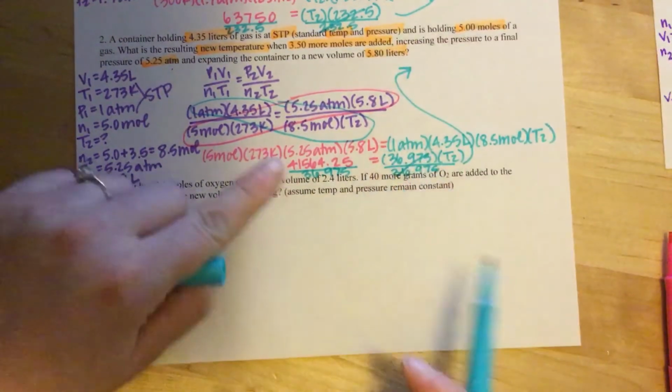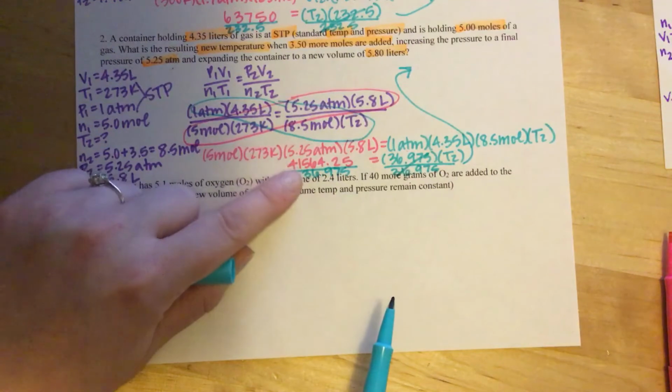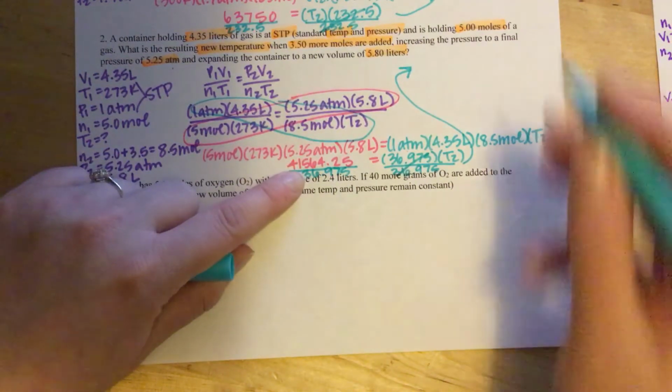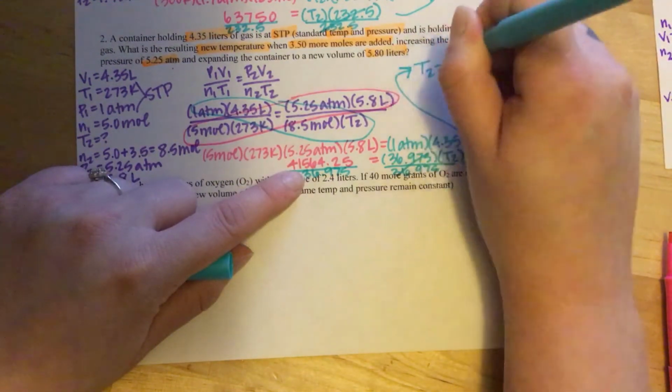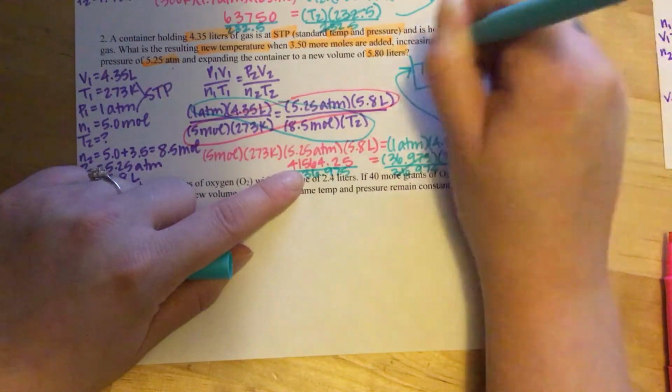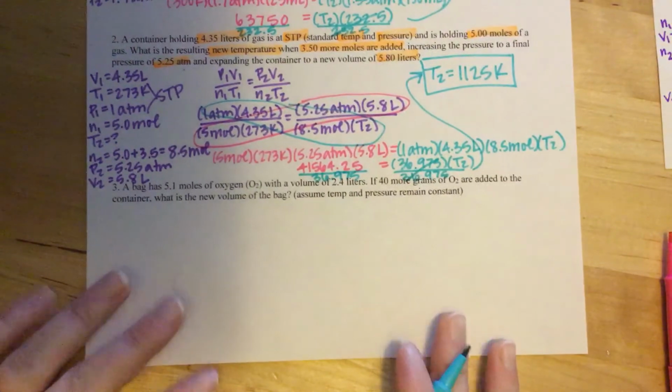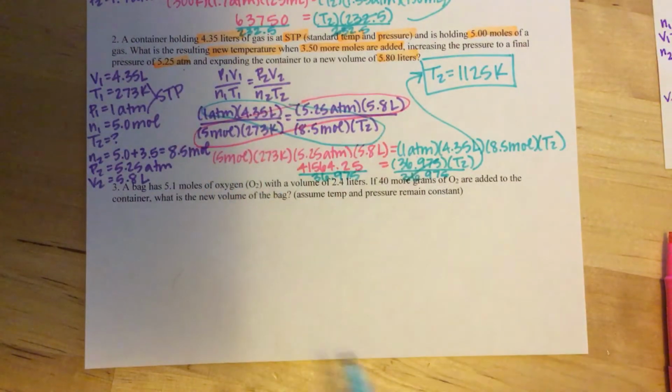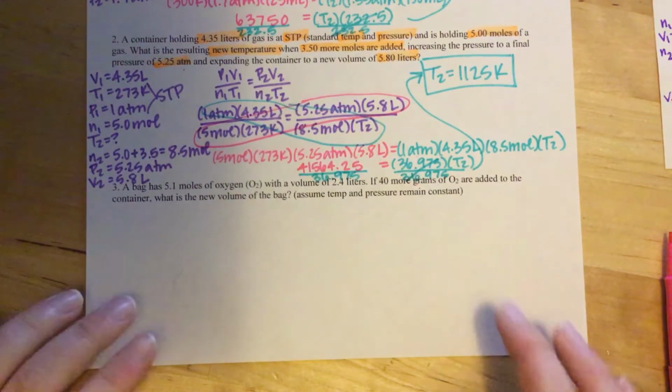So when we do that, this big number divided by 36.975 should get you a T2 of 1,125 Kelvin. That one was a lot. That's a worst case scenario problem. We had to use all the variables and do lots of multiplying. So that's the worst case scenario. Let's look at the last one.